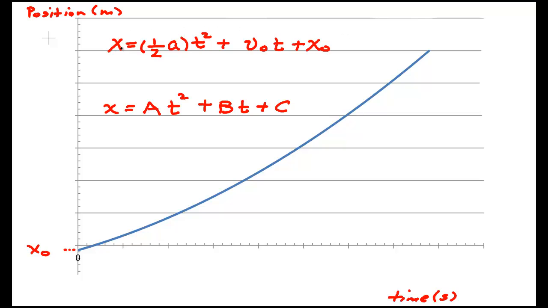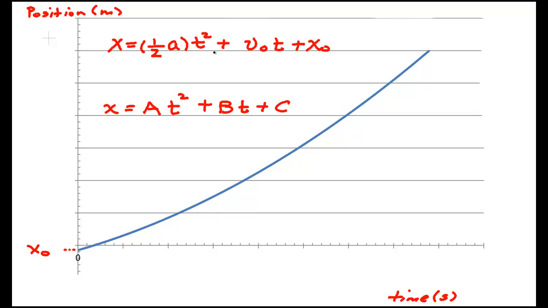It says the final location of an object is equal to 1/2 times the acceleration, which is a constant, times the time squared, plus the initial velocity of the object times time, plus the initial position. If you drop an object so that the initial velocity was 0, this term would go away. If you start the object at the origin, this term would go away. If the object had no acceleration, this term would go away.